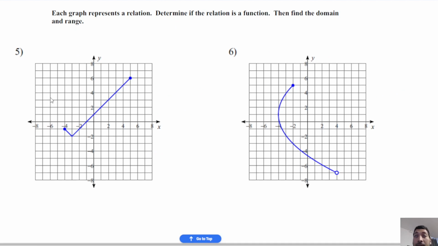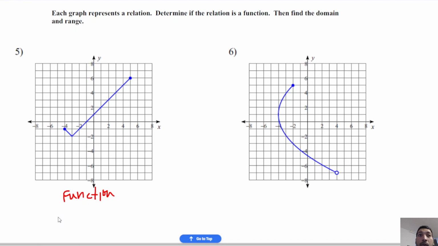Let's look at number 5. To determine if the relation is a function, again we can try to draw a vertical line from left to right. Here we see that the graph is meeting the vertical line at exactly one point. So this relation is a function.